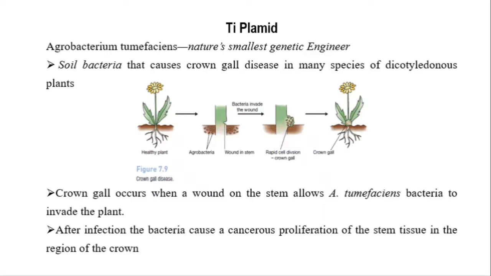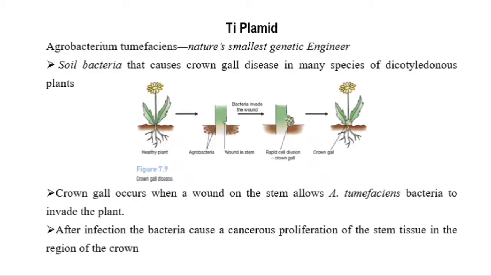This Agrobacterium tumefaciens is a soil bacterium known as nature's smallest genetic engineer, which is able to transfer part of its plasmid DNA into plants. This soil bacterium causes crown gall disease in many species of dicotyledonous plants.